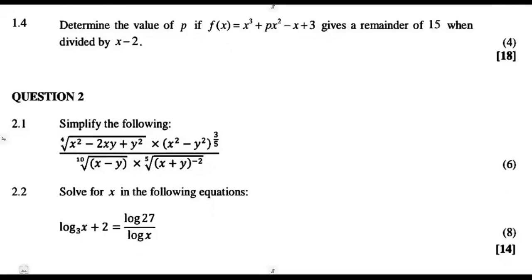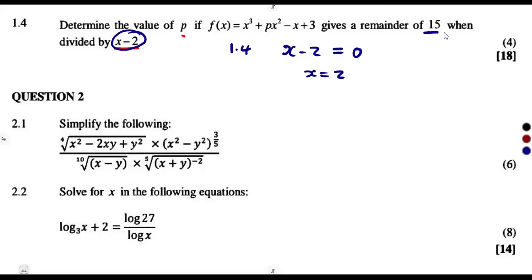All right, 1.4, given this, determine the value of P if f of x is equal to this and gives a remainder of 15 when divided by this. Guys, I talked about this type of question. Whatever you are given that it is divided by, start by that one and determine the value of x from there. It's being divided by x minus 2, equate it to 0. So x is equal to what? Solve. X is equal to 2.